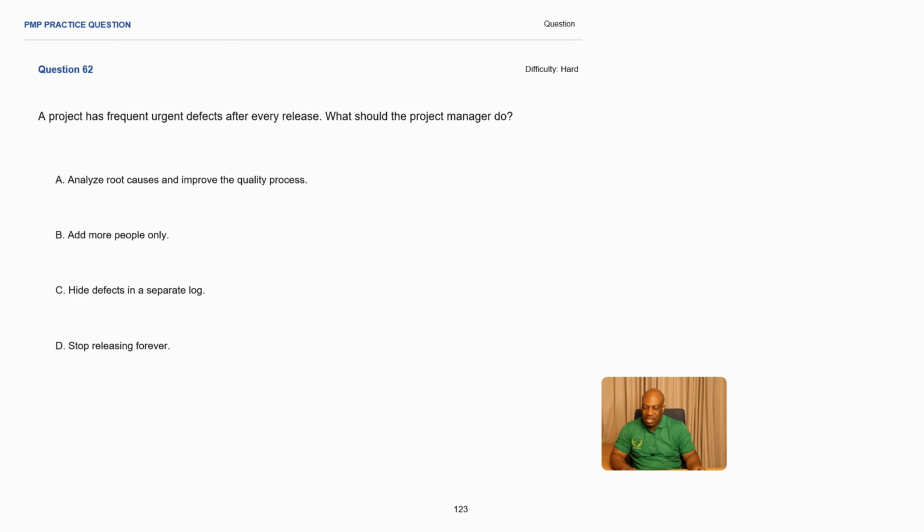Practice question number 62. A project has frequent defects after every release. What should the project manager do? Okay, this is also classified as hard in terms of the question. So what is our problem statement? The project has frequent defects after every release, which means after every release they are finding defects. What should the project manager do? A is to analyze root cause and improve quality process. I like the words analyze root cause here.